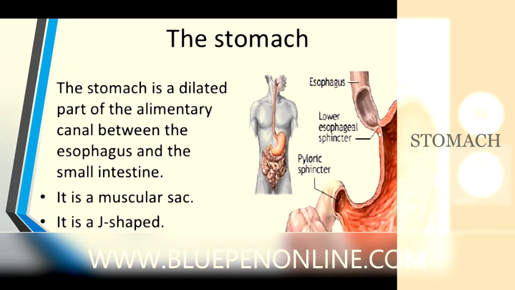So this is the top opening. This is the esophageal sphincter, esophageal opening. This is the esophagus. The esophagus opens into the stomach. So this is actually the cardiac orifice, and here you can see another sphincter, that is the pyloric sphincter. So this is the lower part of the stomach, and after that the duodenum.